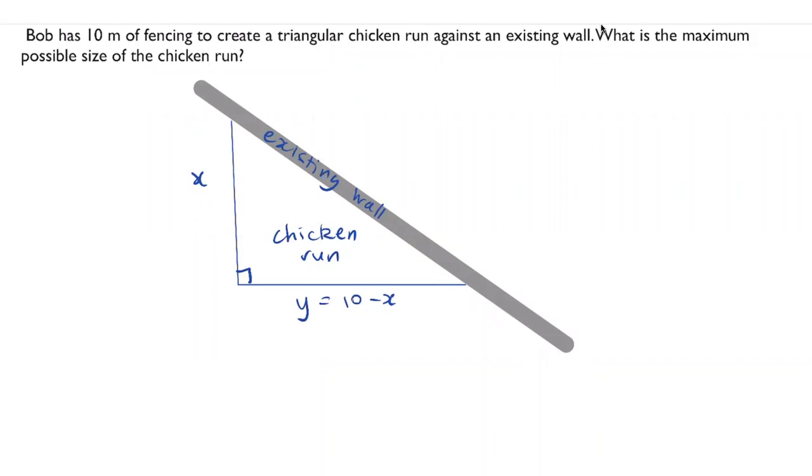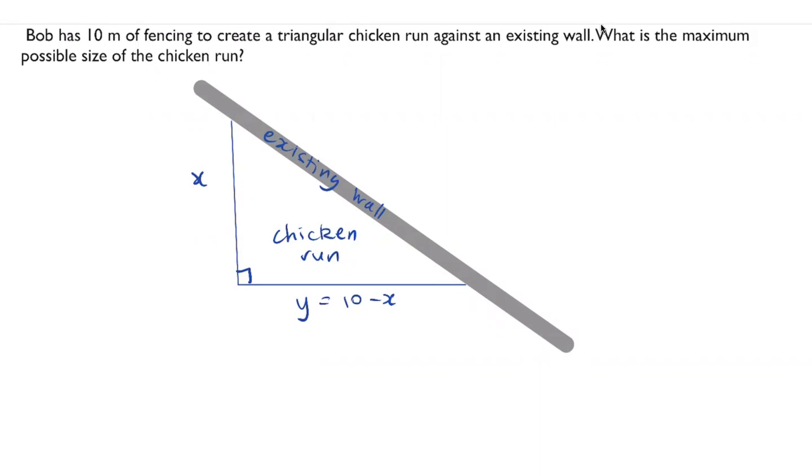All right, so here's the problem. Bob's got 10 meters of fencing to create a triangular chicken run against an existing wall. So you can see the wall there in grey, and the chicken run is of a triangular shape.